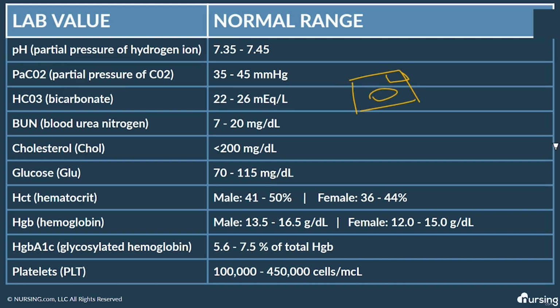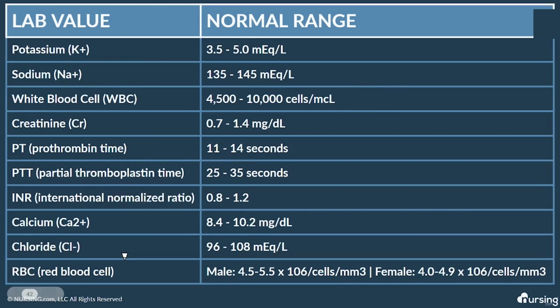We talked about pH. We talked about PaCO2, bicarb, BUN, cholesterol, glucose, hematocrit, hemoglobin, hemoglobin A1C, and platelets. So go ahead and take a shot of that. And then the second half that we talked about was potassium, sodium, white blood cells, creatinine, PT, PTT, INR, calcium, chloride, and red blood cells. I'll show these to you one more time.